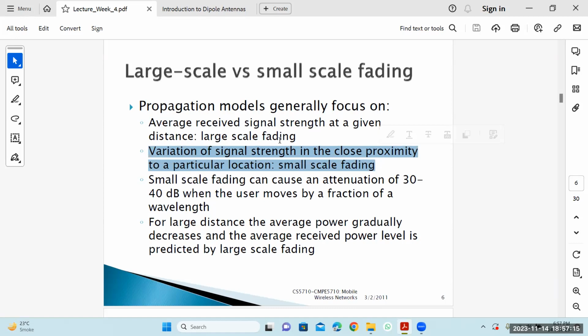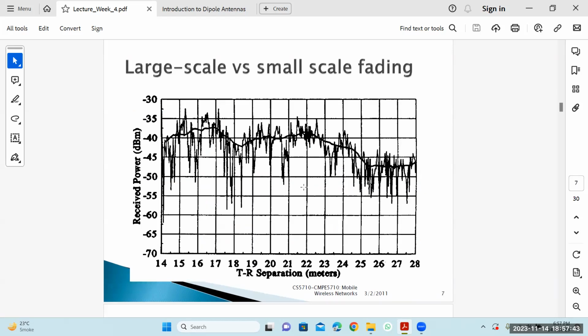But in the case of large scale fading, moving a smaller distance will not work, because large scale fading means greater distances. In the situations where you receive a call and the quality of signal is not good, you move a little bit and then you say, yes, the quality is restored, that is an example of small scale fading. For large distances, the average power gradually decreases, and the average received power is predicted by large scale fading. So look at this figure.